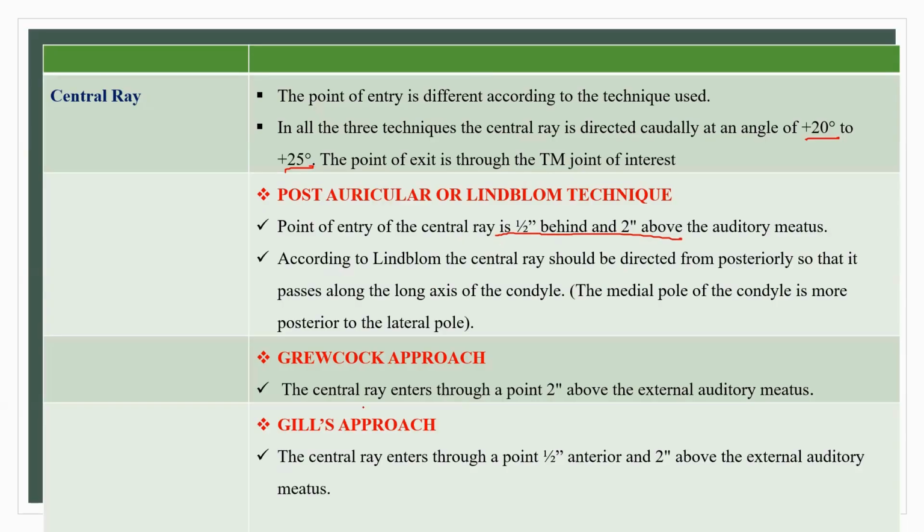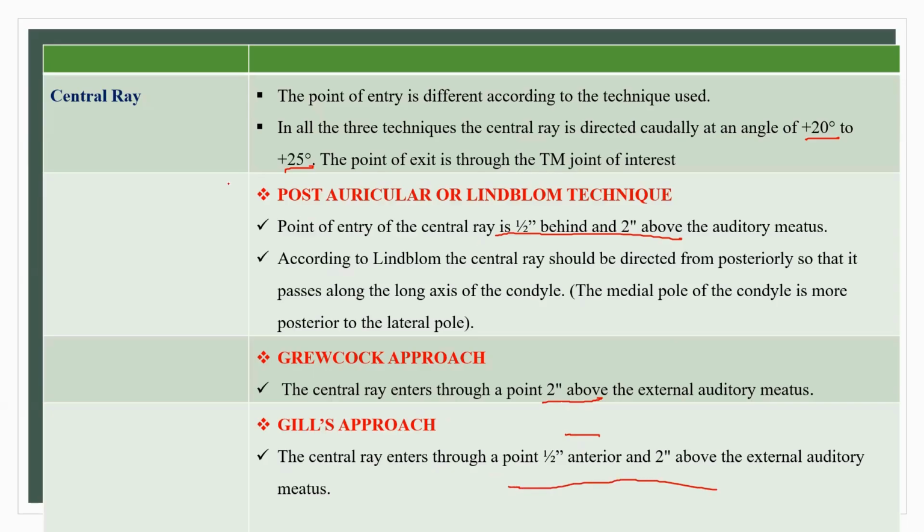Now coming to the second technique, it is your Grewcock approach. The central ray enters through a point 2 inch above the external auditory meatus. So that is what is happening with Grewcock approach. You can see over here. And in Gill's approach, that is the third one, the central ray enters through a point half-inch anterior and 2-inch above the external auditory meatus.